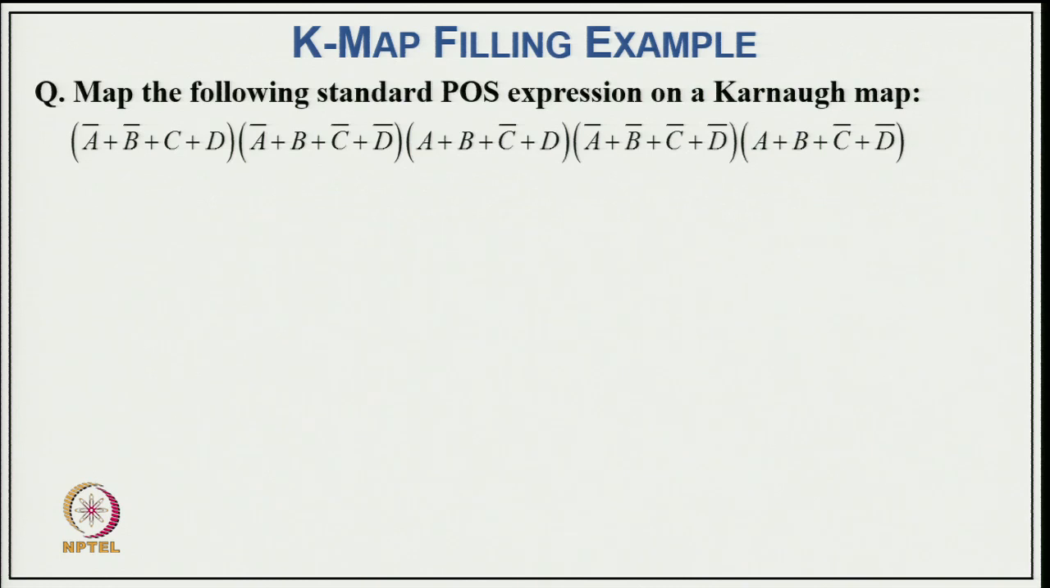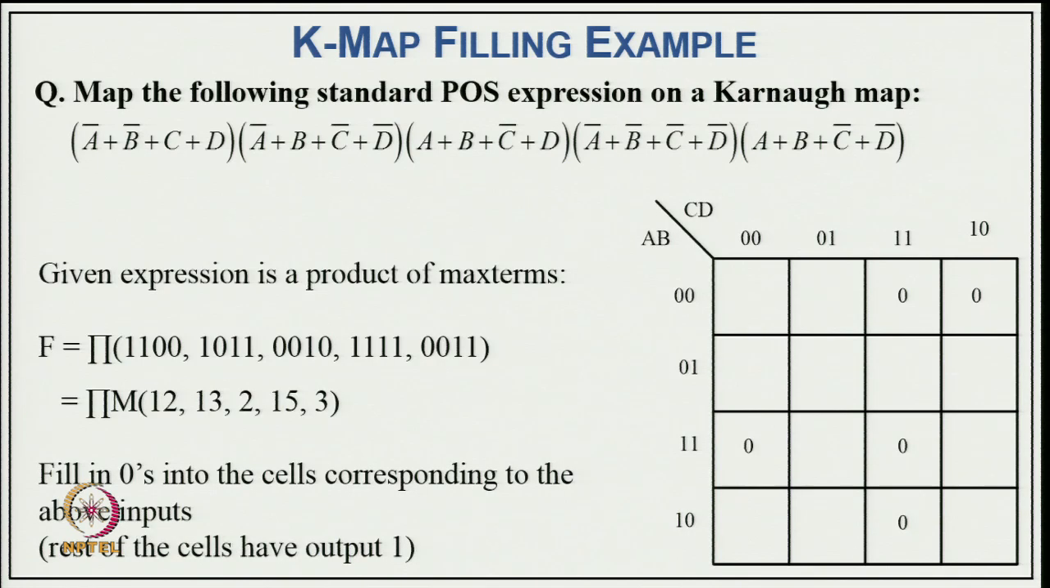Now, map the following standard POS expression in the Karnaugh map. Typically the given expression is a product of sums. So, you can have a product of all the max terms, which we call capital M: max terms 12, 13, 2, 15 and 3. By representing all these expressions, we write a 0 in all the boxes corresponding to these max terms.